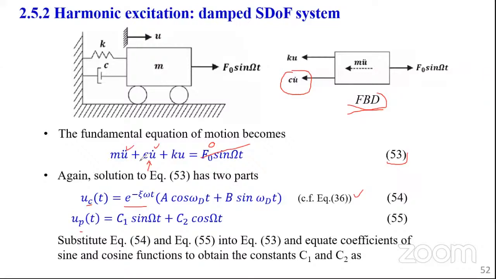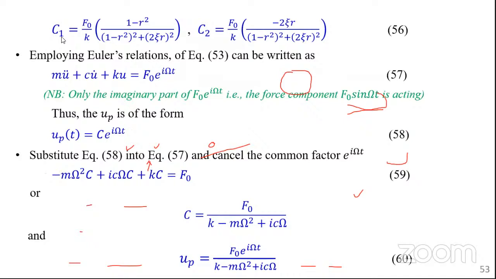And you equate the coefficients of the sine and cosine functions, so that you obtain the constants C1 and C2. You could also say A and B, but to avoid confusion, you are just using a different notation, C1 and C2. So you need to work that out so that you obtain what you are saying. C1 and C2 are given in this expression.